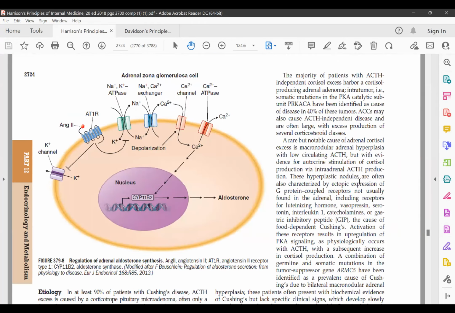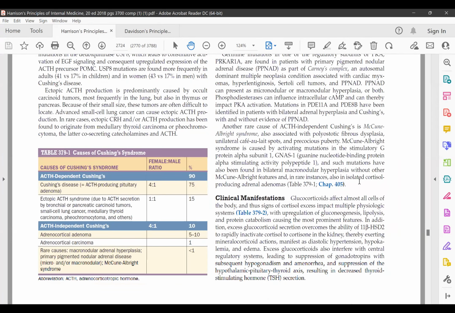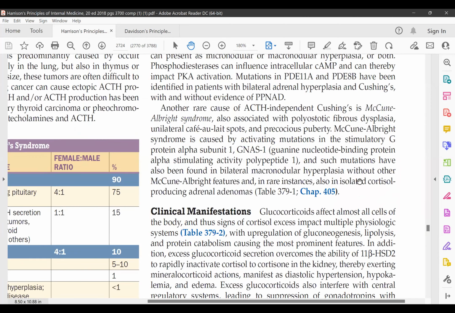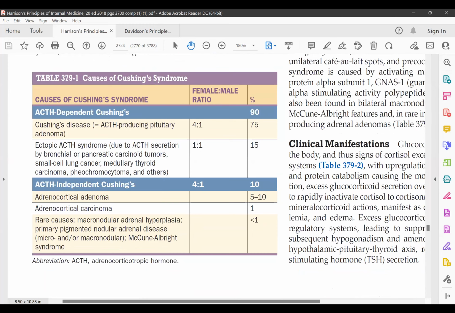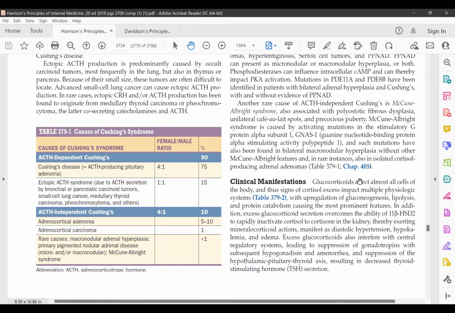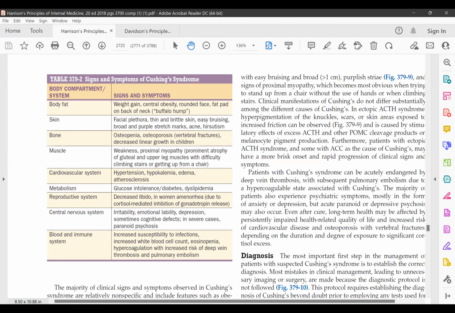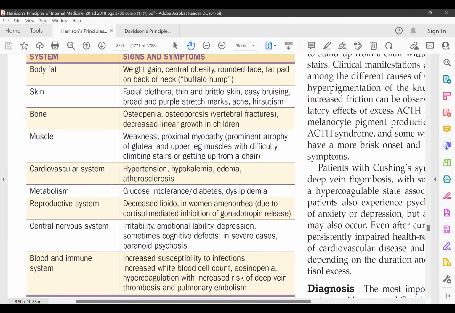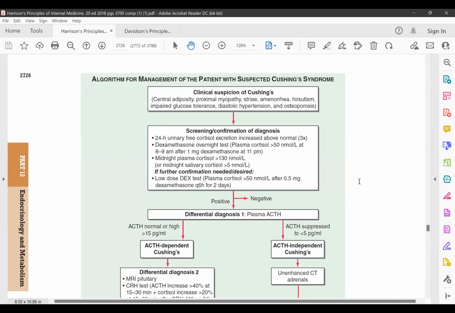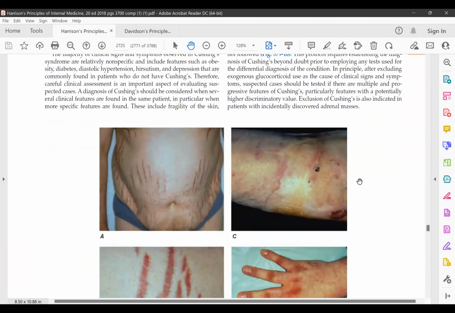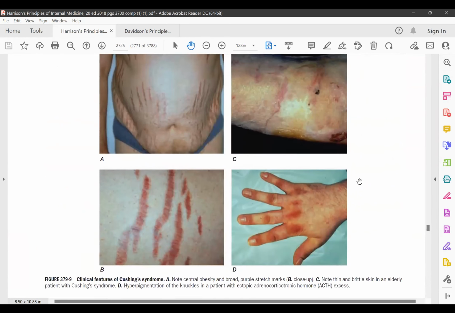And now this table you have shown: 75% are ACTH dependent, 75% are Cushing's disease, 15% are ectopic ACTH, and then 10% are ACTH independent, out of which most of them are adrenal adenomas, and only a small proportion are the adrenal carcinomas. You have shown this symptom chart also, very important, these two charts from Harrison. What I wanted to show here is the livid striae, which you see, and the easy bruising, and then the striae in this one.